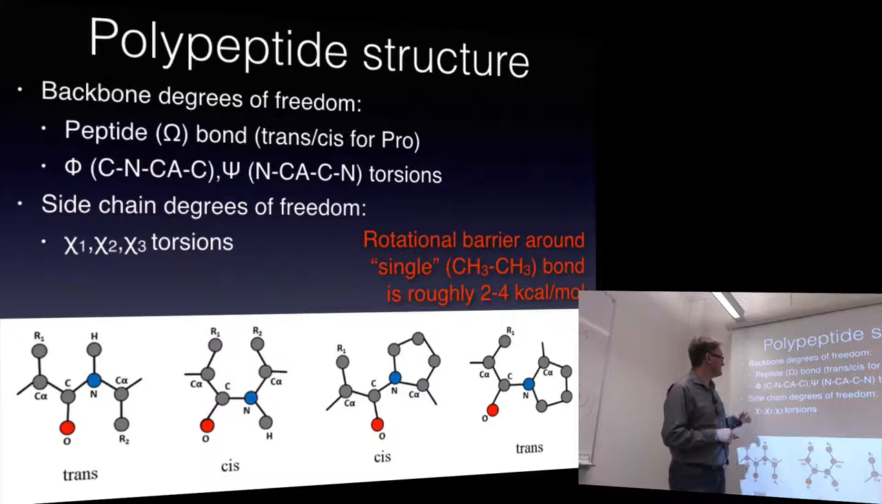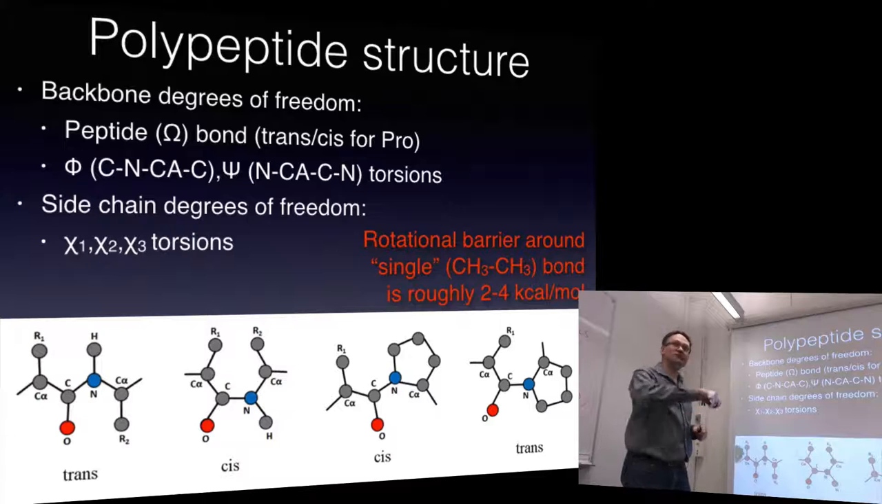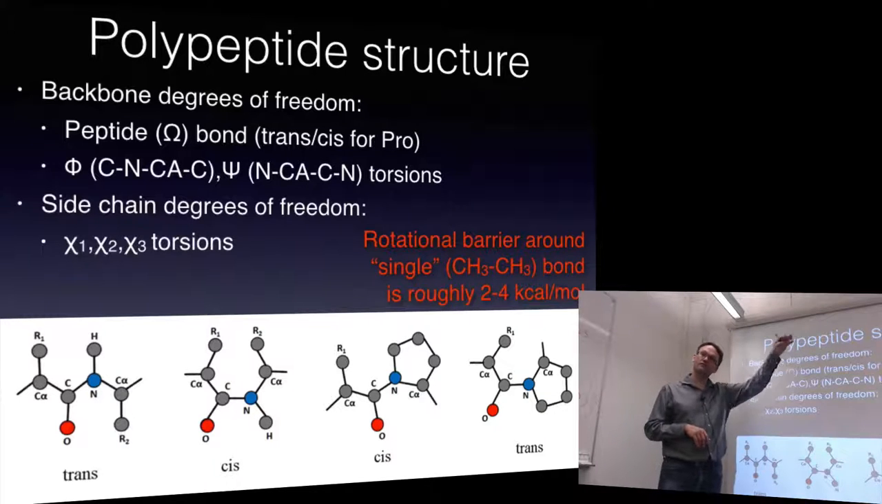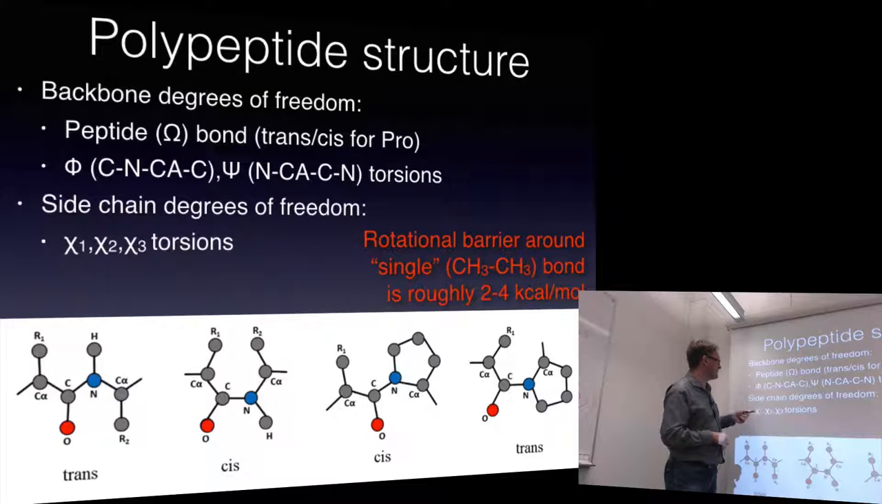And then in the side chains, depending on how long the side chain is, we can have one or more bonds. The side chain bonds are usually called chi bonds, and then chi 1, 2, 3, depending on how far they are out from the alpha carbon. And we are frequently really good at predicting these with bioinformatics. Predicting the globular ones is easy, and the non-globular ones on the other hand, that's hard.